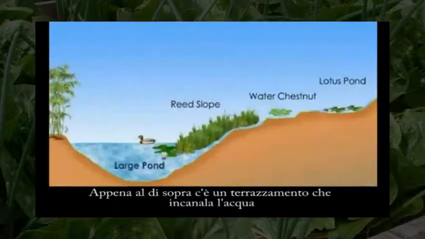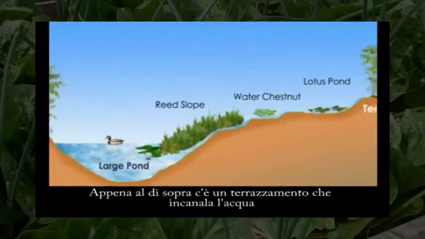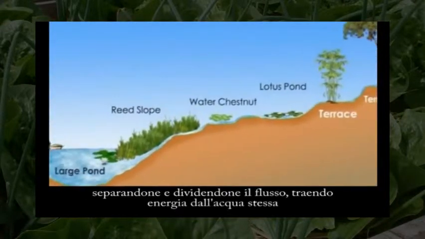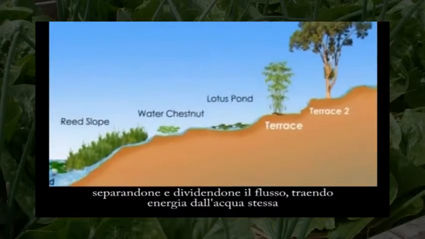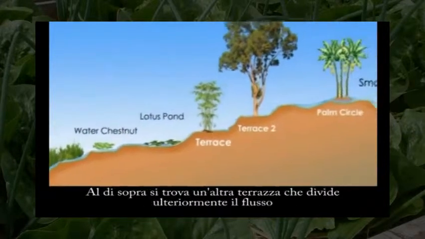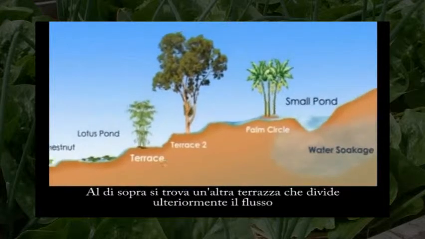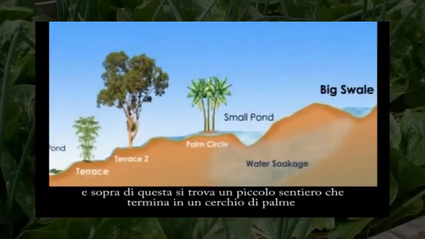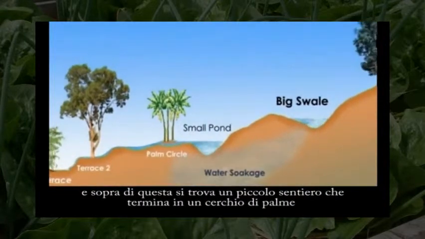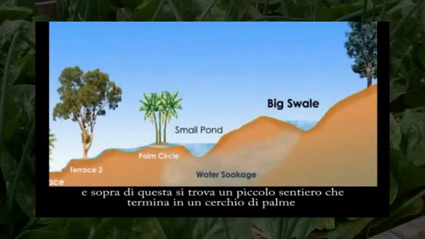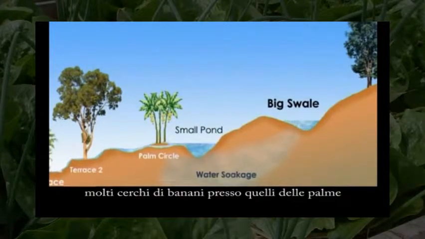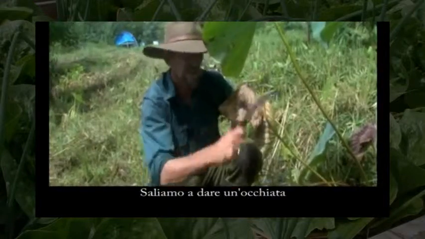Just above this there's a level terrace that holds water. It separates and divides the flow of the water, taking the energy out of the water. And above that, there's another level terrace dividing the water. And above that, there's a circular footpath around a palm circle, like the banana circle, but a productive palm circle. We'll go up and have a look at that too.